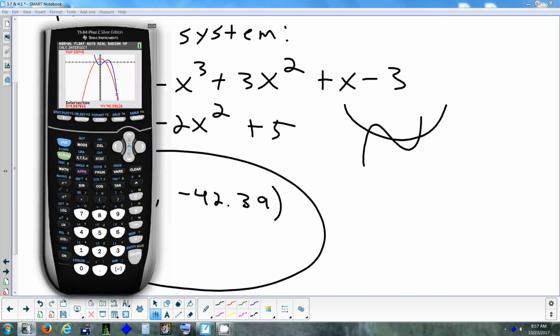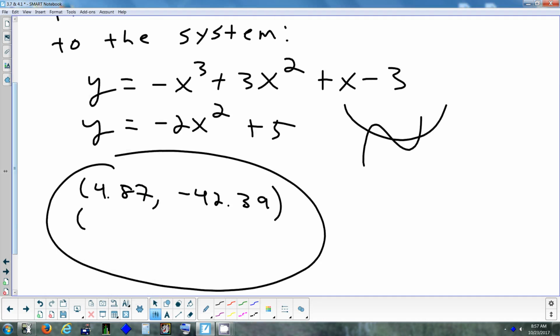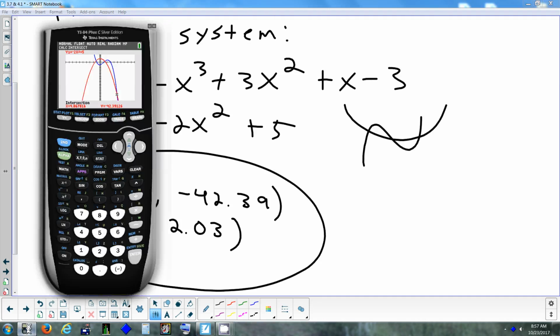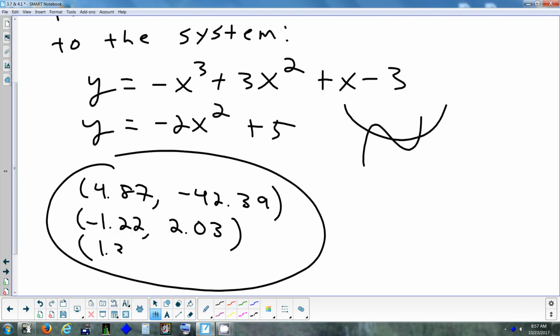Okay, does anybody have the other intersection points at the top? Yep, Jan. The left one? Left one, okay. Negative 1.22, yep, and 2.03. 2.03. All right, thank you. And does anybody else have the third one? Yeah, Megan. 1.35 and 1.36. 1.35, 1.36. All right, so that's kind of messy answers.